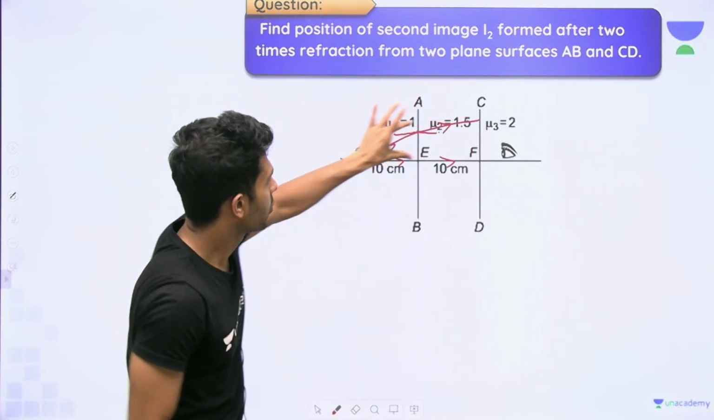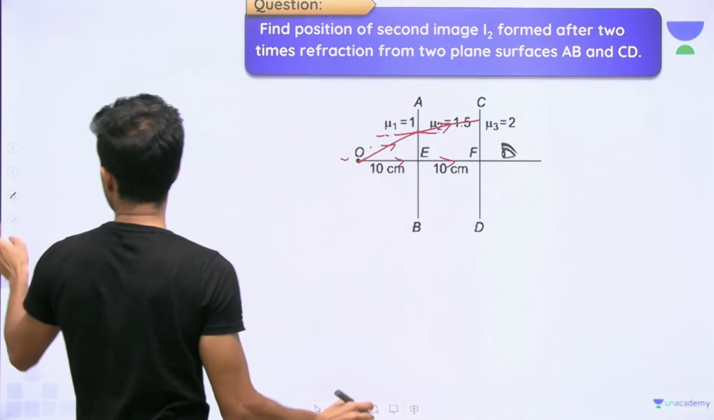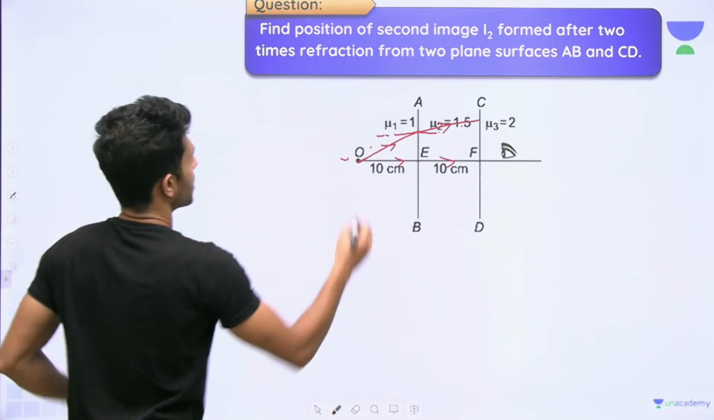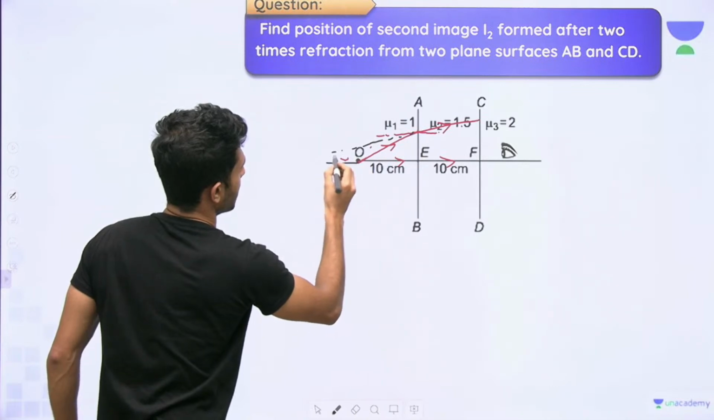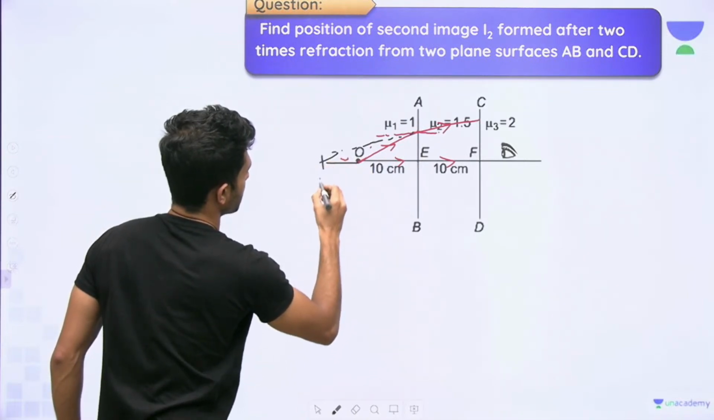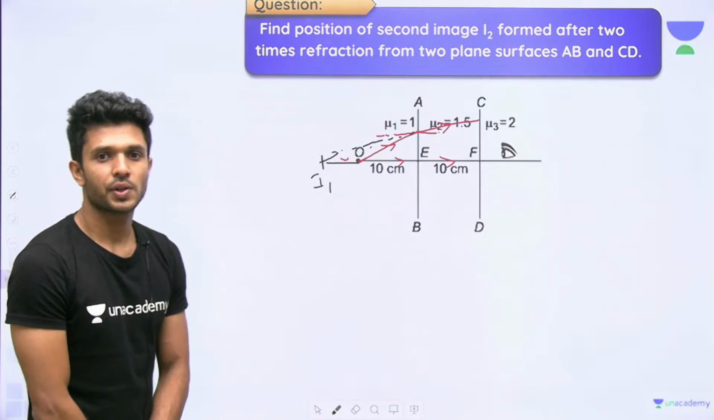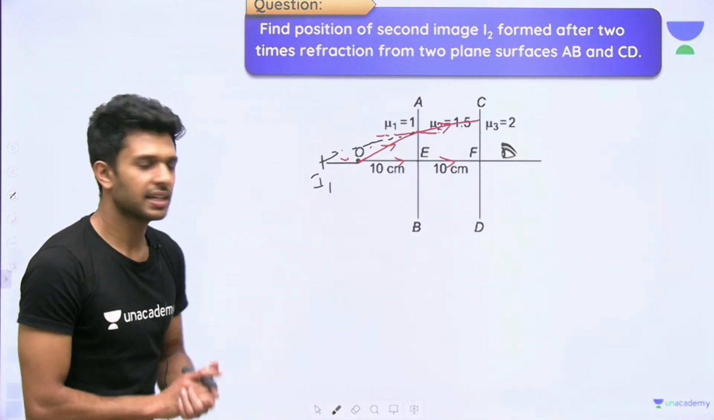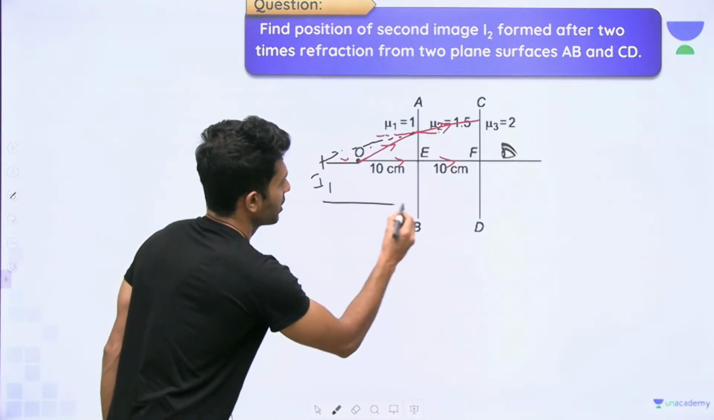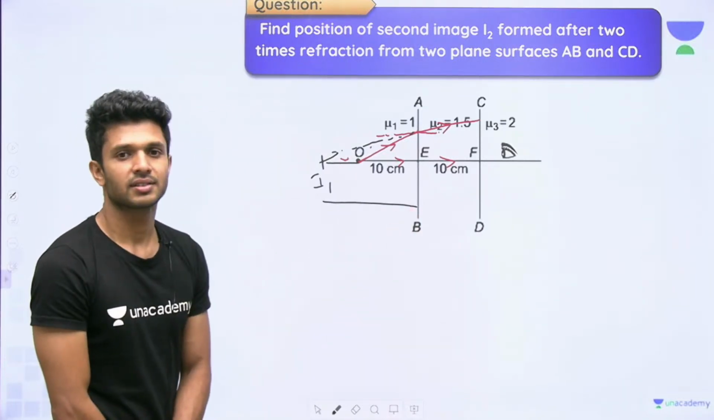So what can we do? We can extrapolate this, and we can see that a virtual image is actually formed here. Yes or no? A virtual image is actually formed here. Is there any method by which we can find this distance to I1?